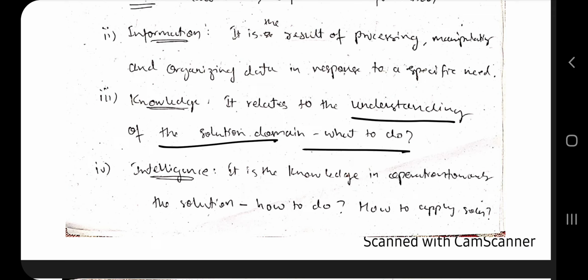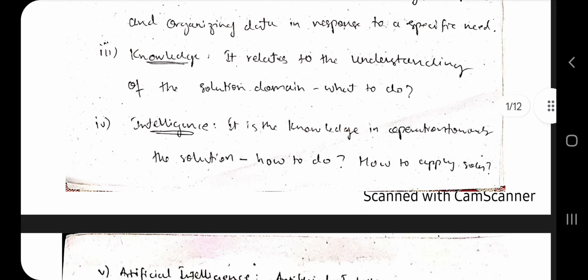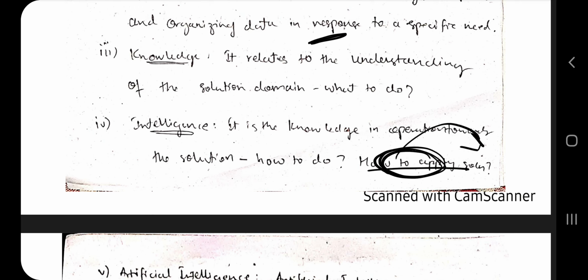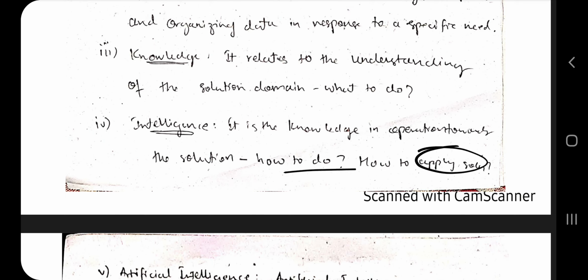Information will depict the data as it actually is, and knowledge relates to the understanding of the solution domain, what to do. If you get to know what to do, that is called knowledge. Okay, and intelligence means how to apply a solution. Once you know what to do and you have the things to do, how to apply those things is known as intelligence. It is the knowledge operation to which the answer is how to do the solution. How to apply the solution, that is the main task of intelligence.